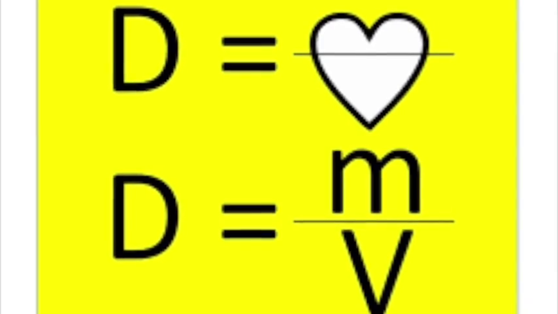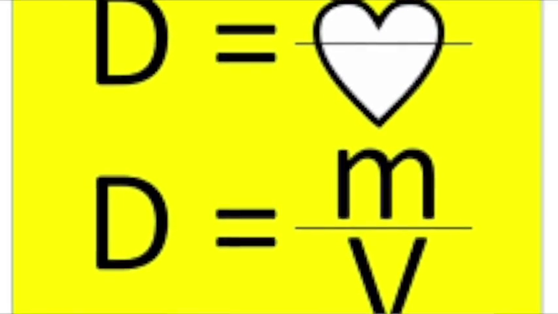So, I have a quick way for you to remember that formula, just in case you've forgotten. What you're going to do is draw a heart on your piece of paper. Then you're going to put a horizontal line through the heart. Then you're going to set that heart equal to D. And then poof, you have the density formula. Now you get it.